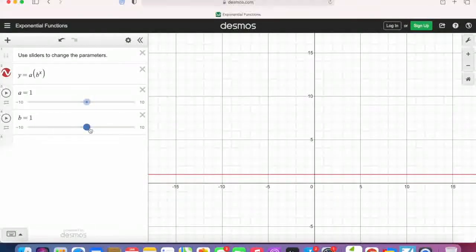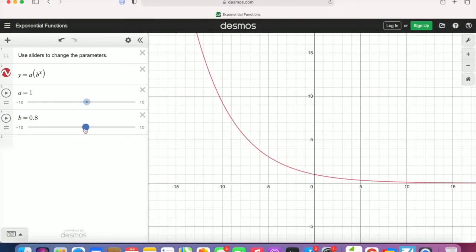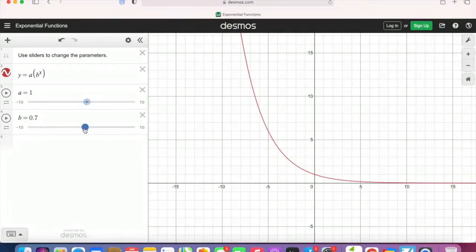All right, here B is 1. Well, doesn't that make sense? If B is 1, then we would have y equals whatever A is. Y equals 1. That's a horizontal line. See how that works? What happens when B is a decimal, something between 0 and 1? Look at that. It shoots up toward the left. It goes in the opposite direction.